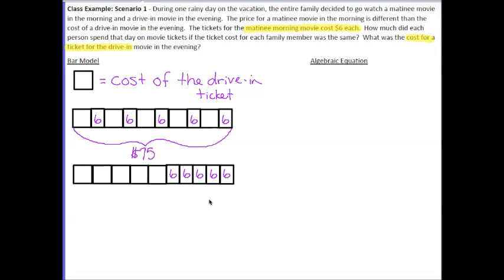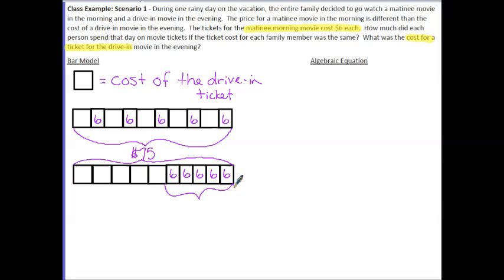So you notice that even though we have rearranged this, it's still a bar of the same length. So this still has a value of $75 for the entire bar. But now that I've rearranged it, we can see that we actually know what the value is for a portion of the bar, and that's this piece right here.